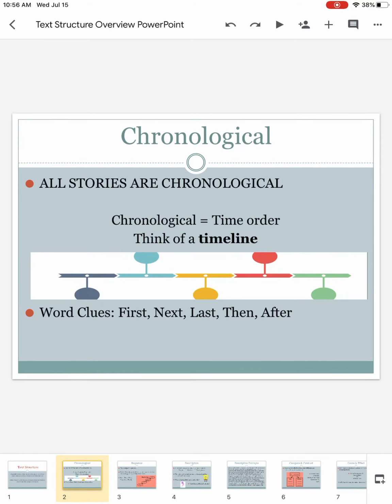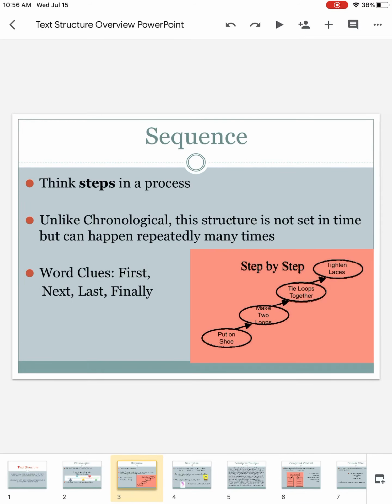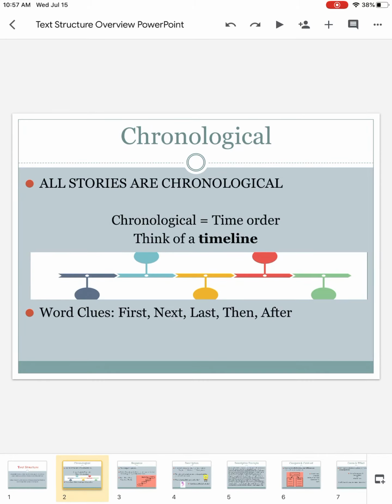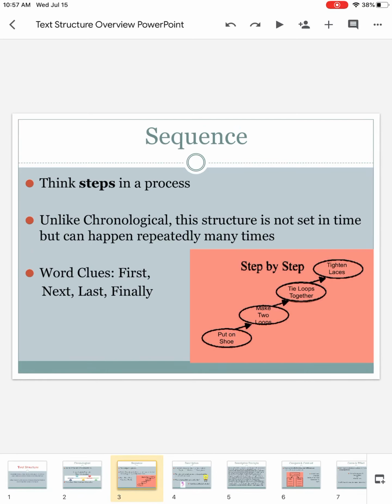So again, these both deal with time. They're going to have the same word clues: first, next, last, then, after. This one, first, next, last, finally. They're going to be very, very similar in that sense. But it's all about the event itself. Is this something that took place at a single point in time? Something like a rocket launch, or your first day of school, or somebody getting married. So an event in time versus steps in a process that could happen over and over again. So these steps would be more like a YouTube video that's telling you how to do something, okay? So those are the 2 hard ones.